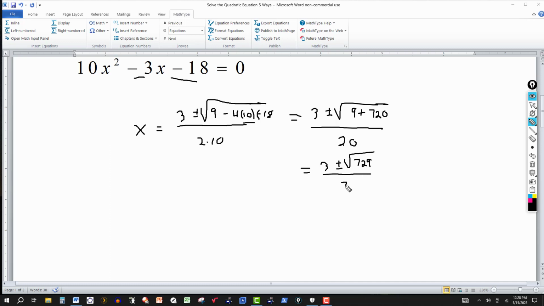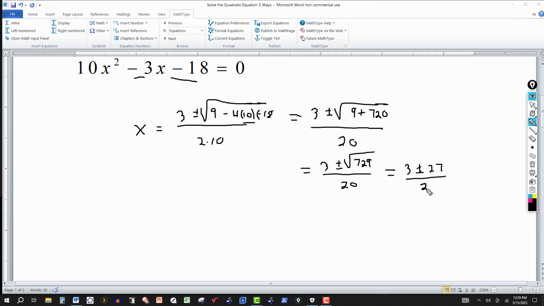It's over 20. Now if it turns out that the number under the radical, the radicand, is not a perfect square, then your answer is going to have a radical expression. You simply simplify the radical. Unless they ask you for a decimal approximation, then you can use the calculator and take the square root of 729 plus or minus, add 3, divided by 20. But in this case, 729 is a perfect square. The square root of 729 is 27.